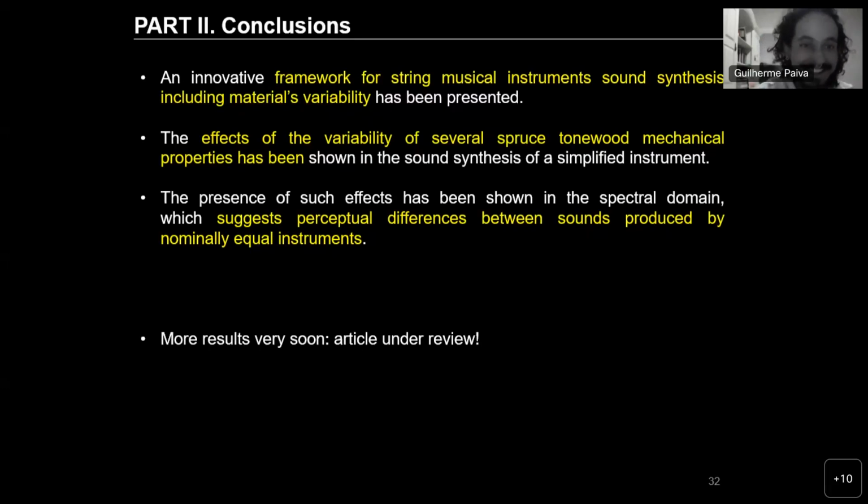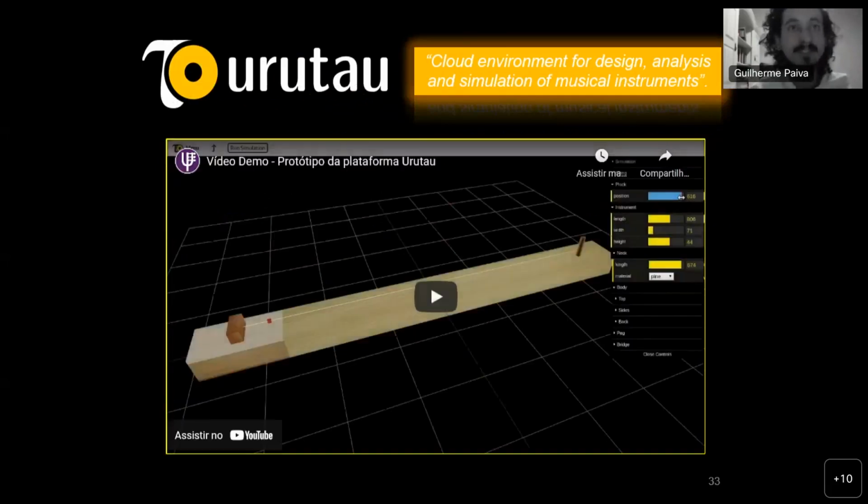Our publication. Okay, so I just want to say a few words about the Urutau project. The Urutau platform is a cloud environment for design, analysis, and simulation of musical instruments. This is a project of the startup Turbonius, founded by me and 3 other colleagues. And this project is in development. So I'm going to show you a video demonstration in which we consider a prototype, a monochord, a simplified instrument. This monochord, of course, has a single string.